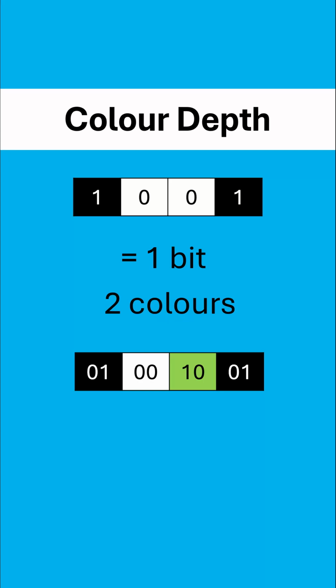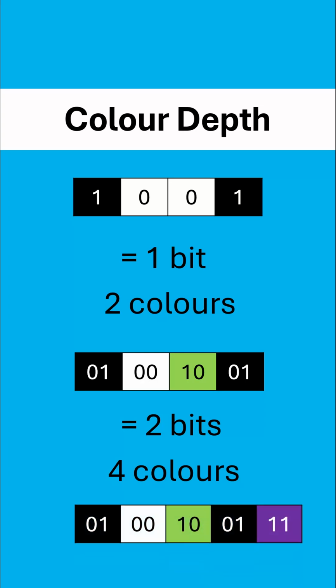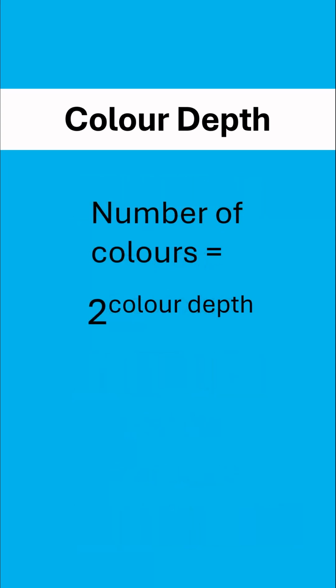So I might assign these binary numbers instead. So this is now a color depth of 2 bits. And I've only got 3 colors here, but actually I could have space for 4. So if I wanted to, I could stick in a 4th color as well. And this relationship between the color depth and the number of colors is this. The number of colors is equal to 2 to the power of your color depth.